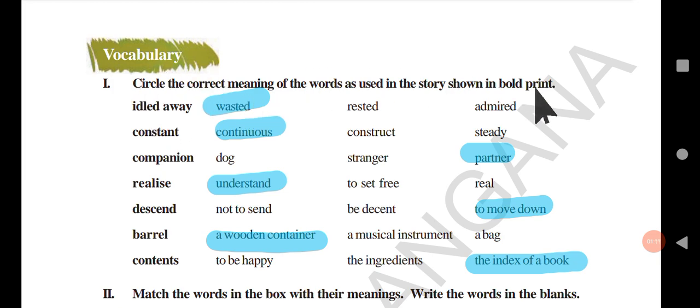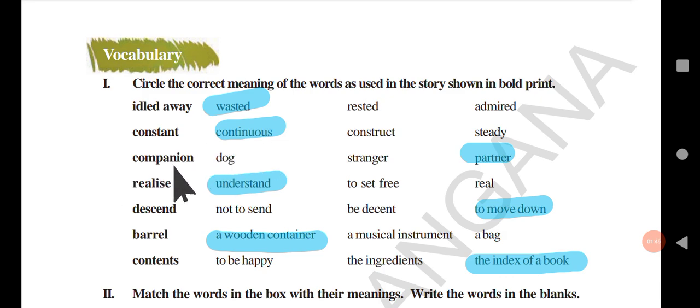Look at the first one. Idled away. Idle away means to waste some time, like idle away the time means to waste the time. So that is the first option that you have. Wasted, rested, admired. In these three, wasted is the meaningful answer. Next, constant. Constant in the sense, continuously for a very long time. Like we see some kids, they play constantly. Constantly means continuously. That is the first answer again.